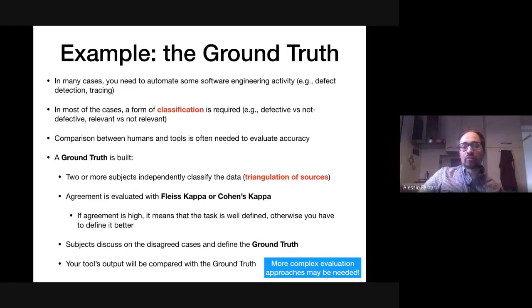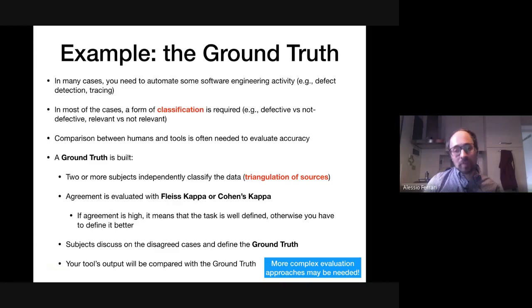This is just an explanation of what I just told you. A ground truth is not just representative of this specific case, but of any case in which classification is required. So defective versus not defective, relevant link or not relevant link, erroneous statement, not erroneous statement, bug, not bug. Anytime a classification is required, this type of analysis and construction of the ground truth is needed. So you need independent subjects to independently classify the data.